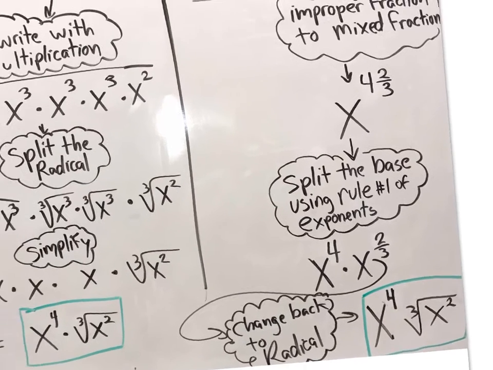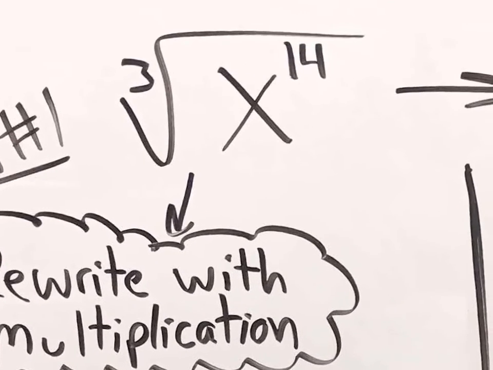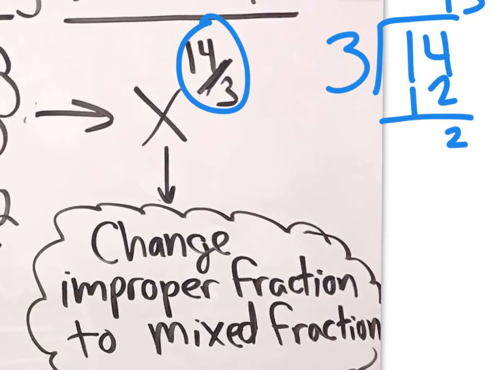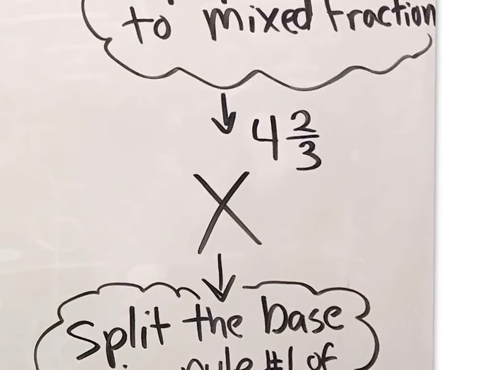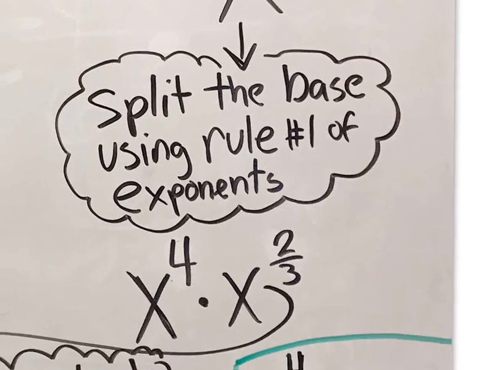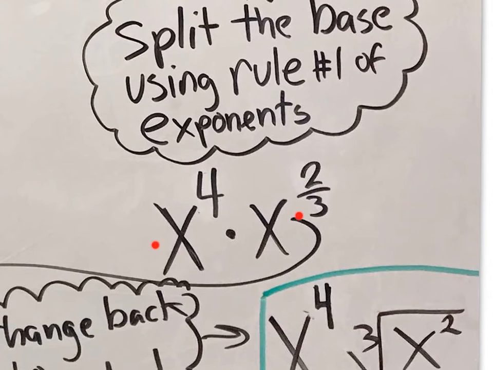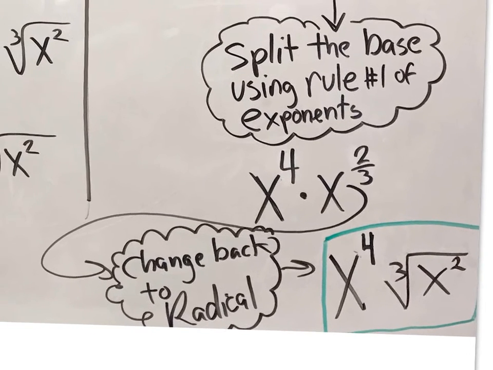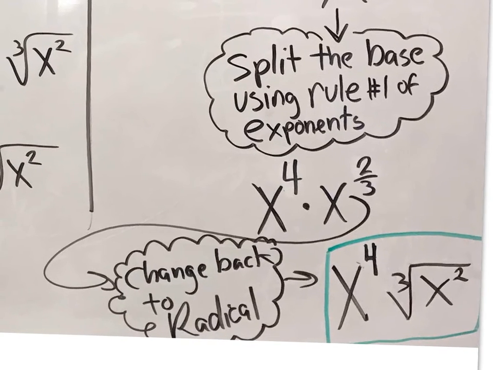So once again, let's review what we just did. We had the third root of x to the 14th. We changed it to the power over root as an exponent, right? That becomes x to the 14 thirds. There it is. And then you change that 14 over 3 to a mixed fraction. That becomes 4 2/3. There it is. And then we split the base using rule 1 of exponents. There it is. And then after that, we change it back to radical form. So that's simply x to the 4th, and this guy changes to the third root of x squared. That's one way of doing it. I hope we all understand how to do it that way. That's the best way, quickest way of doing it.